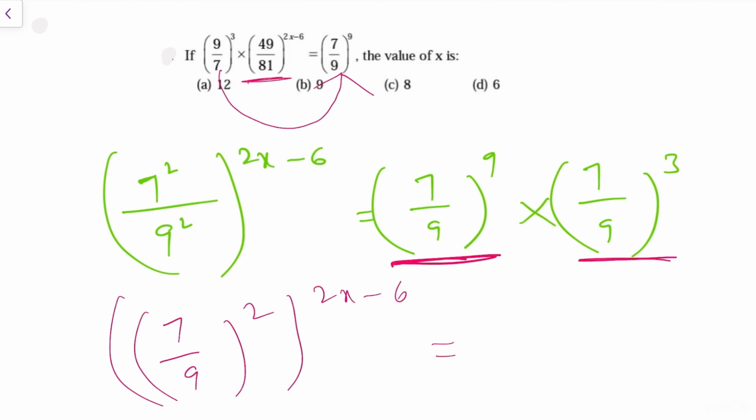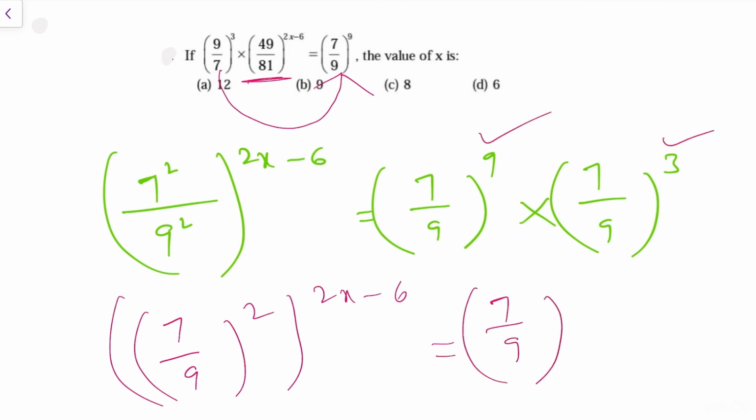Both the bases are same, so if the bases are same we can add the powers. So if I add the powers, (7 by 9) power, here it is 9, here it is plus 3. 9 plus 3, 12.